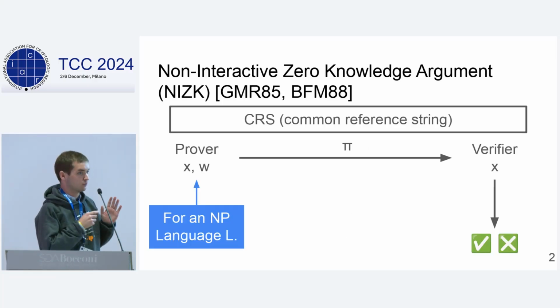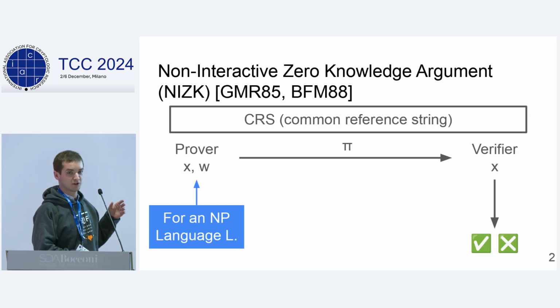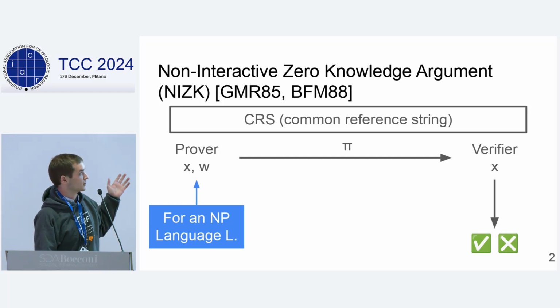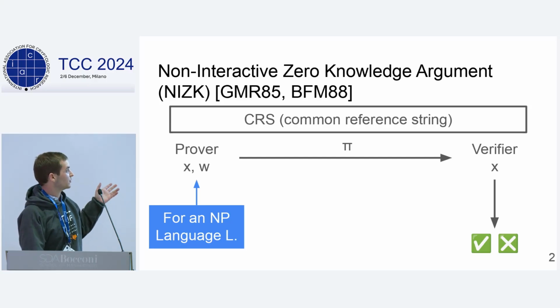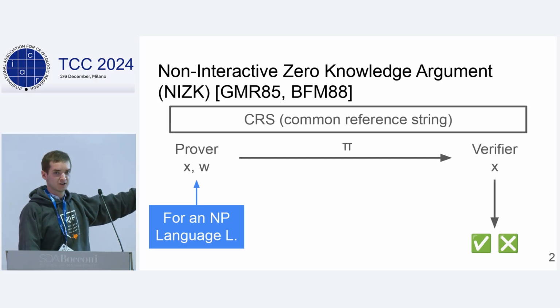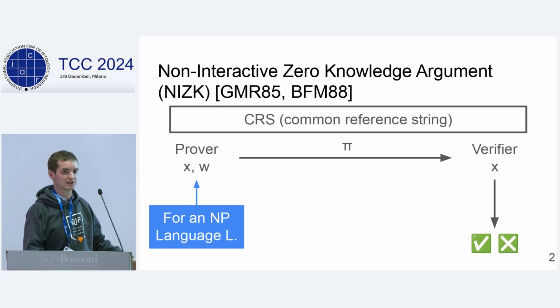So the object that we want to construct today is a non-interactive zero-knowledge argument. We have a prover and a verifier who share a common reference string. The prover knows a statement and a witness for some NP language and wants to convince the verifier, so he's going to send a single message of proof, and the verifier will accept or reject.